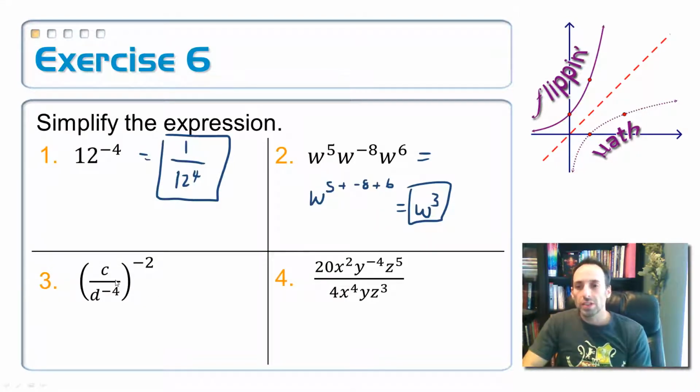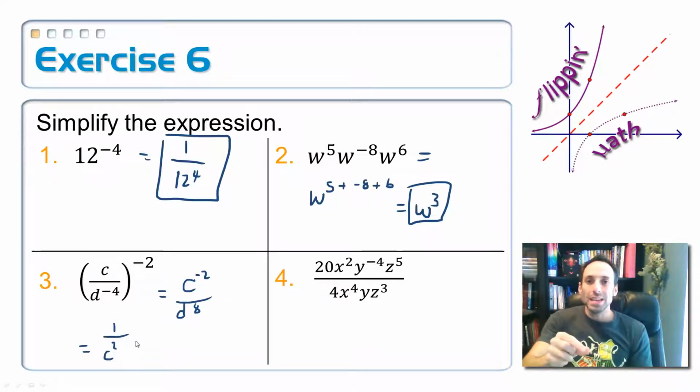Okay, on number 3, it's the power property, so we have to give both the top and the bottom, multiply their powers times negative 2. So this is c to the negative 2nd power divided by d to the negative 4 times negative 2 is 8. The one that's in the top is negative, so it needs to come down to the bottom. So this will become 1 over c squared. The d to the 8th power is already positive, so it stays down there. D to the 8th. Okay, so there's the answer on that one.